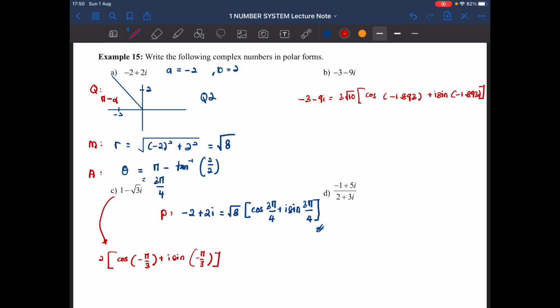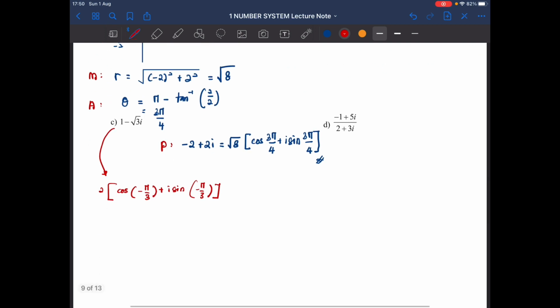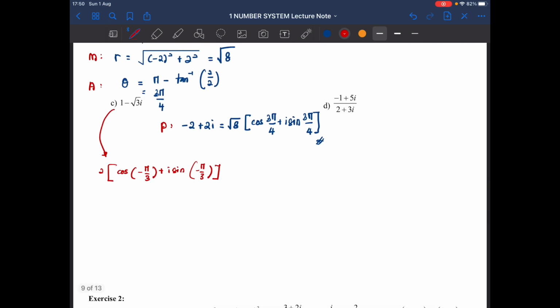Okay, make sure you try. So I want to do the last question, which is question D. The question asks to find the polar form. To do the polar form, it must be in Cartesian form first. Now it is in fraction form. So we have to simplify. For simplifying, we have learned that we multiply by the conjugate of the denominator. So we have 2 minus 3i over 2 minus 3i.